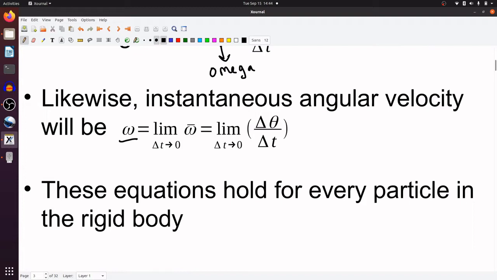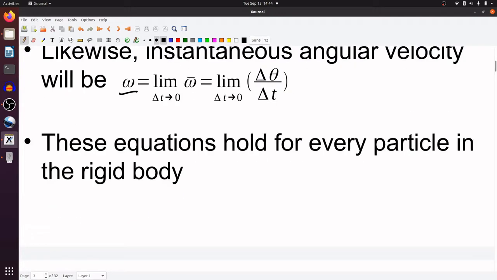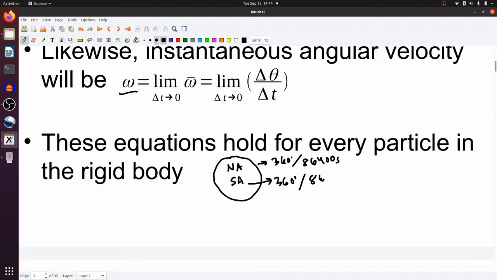These equations hold for every particle in the rigid body. What does that mean? Well, let me draw you a picture. This is Earth. This is North America. This is South America. The people in North America go through 360 degrees of rotation every 86,400 seconds per day. People in South America go through 360 degrees of rotation for every 86,400 seconds. People on the South Pole go through the same thing.